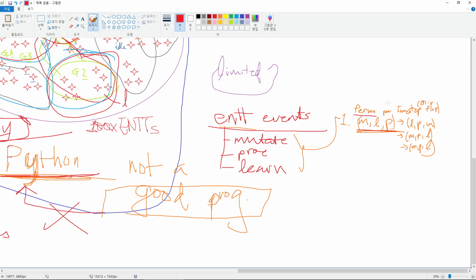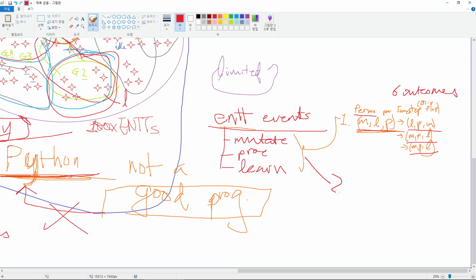In the permutation way. So in one time step it could be MLP, multi-layer perceptron. In the next time step it could be MPL, and then one after that it could still be MPL. Well, and then the one after that it could be LPM, and then it could be back to MLP, whatever. So 6 ways of doing it. 6 cases, 6 outcomes, because there are 3 entity events for now.